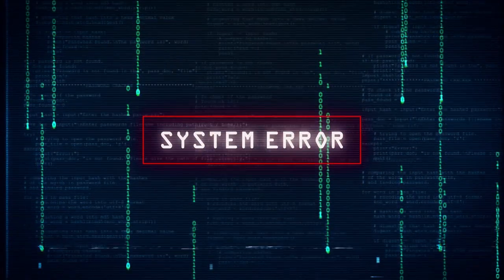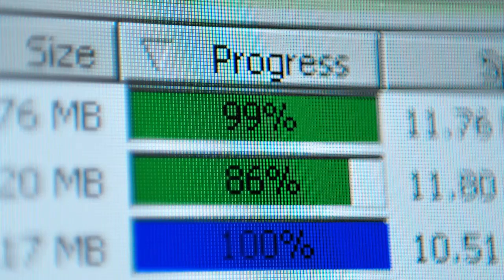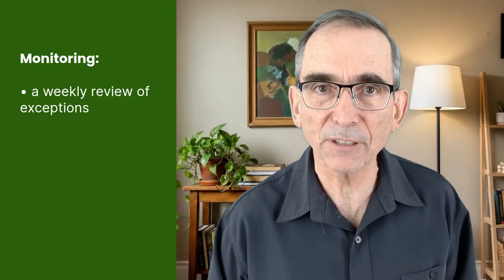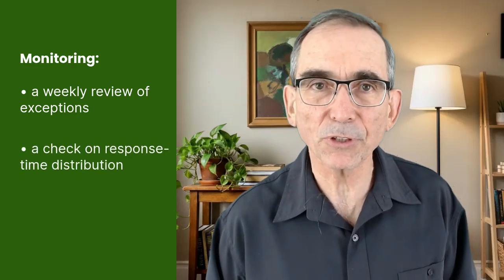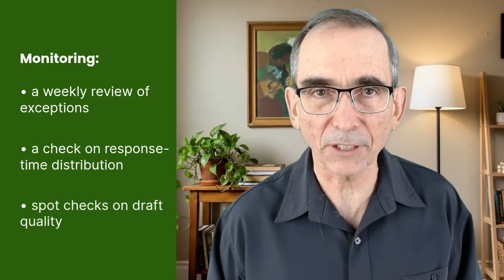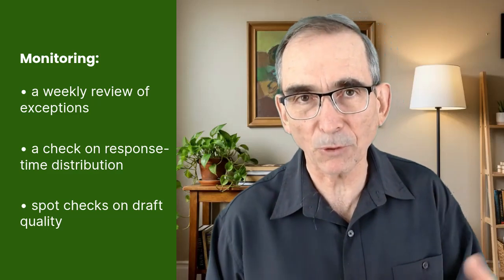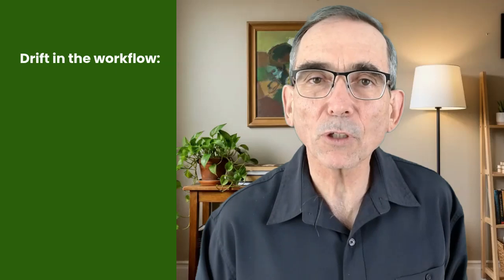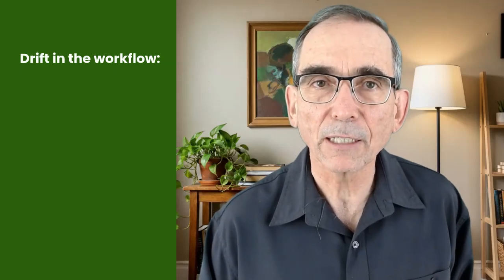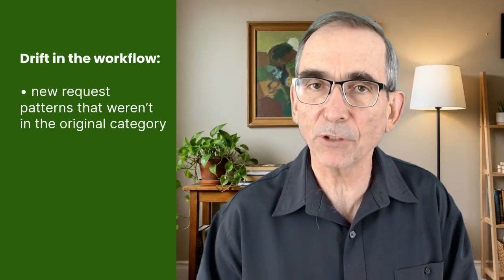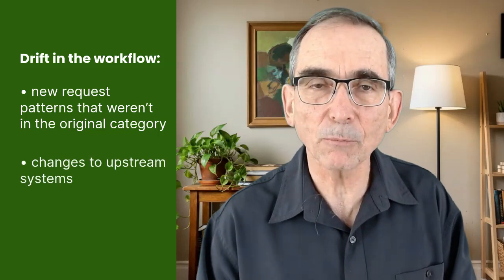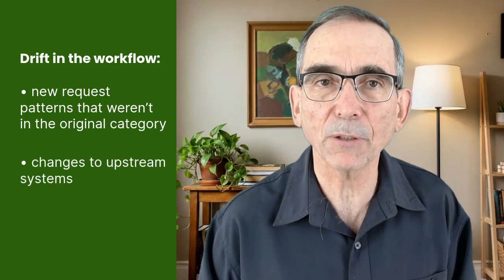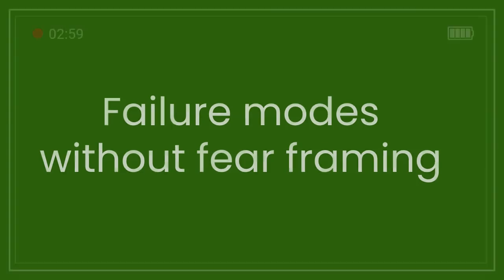After go live, monitoring has two purposes: to detect operational issues early and to find opportunities to improve. For many SMEs, monitoring can be light and still effective. It could be a weekly review of exceptions, a check on response time distribution, and an occasional spot check on draft quality if there's not a human in the loop. We also watch for drift in the workflow, such as new request patterns that weren't in the original category set, changes to upstream systems, such as new forms or new CRM fields, or changes to business rules.